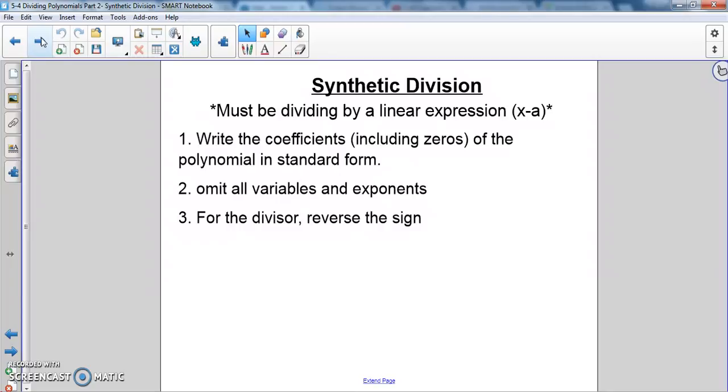Then the steps to using synthetic division: we will first write the coefficients of the polynomial in standard form, including any zeros or placeholders that we need. So the coefficients go from the highest exponent to the lowest exponent. We are going to omit all of the variables and the exponents. And then for the divisor, we are going to reverse the sign. So that's setting up our synthetic division.